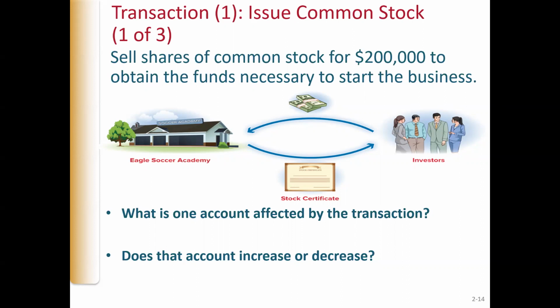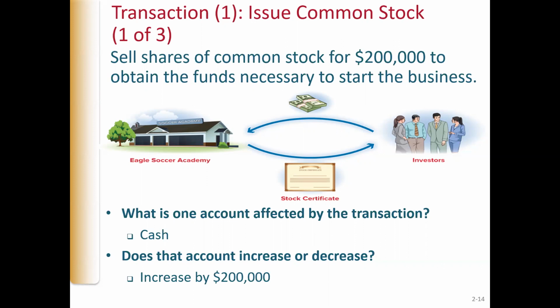Assets. Assets is the category, but what specific account in assets could have been affected? Would it be cash or cash in bank? Cash. Perfect. When we received 200,000, that's cash, isn't it? And what happened to cash? Did our cash increase or did it decrease? Increase. It increased by 200,000.